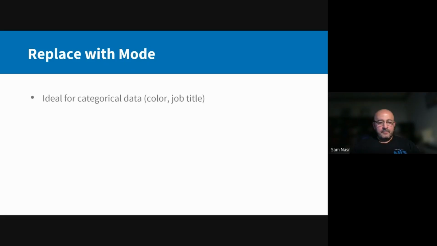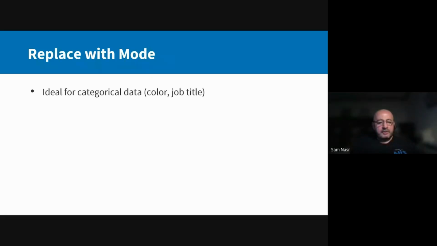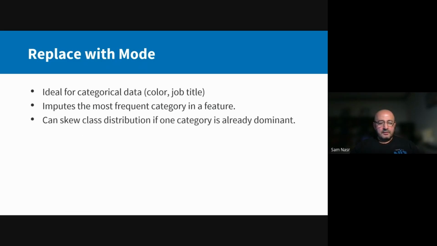Same thing with mode. Ideal for categorical data where you're choosing from a finite set of items, whether it's a color, a job title, or any other categorical information. It imputes the most frequent category in that feature. And it can skew the class distribution if one category is already dominant. Because mode looks at the most repeated value, if I don't have an even class distribution, or one class is represented more than others, obviously that will skew the data.